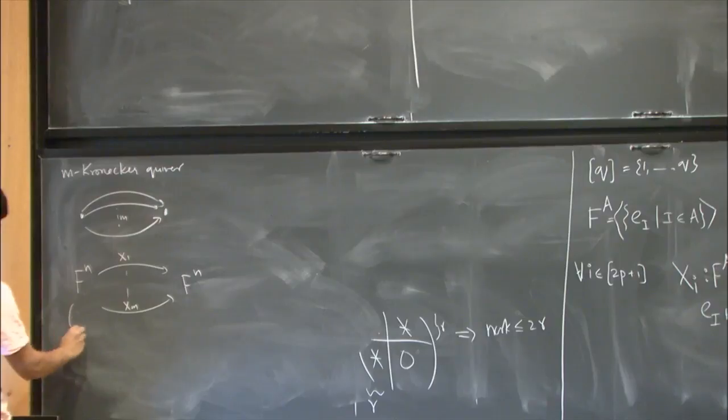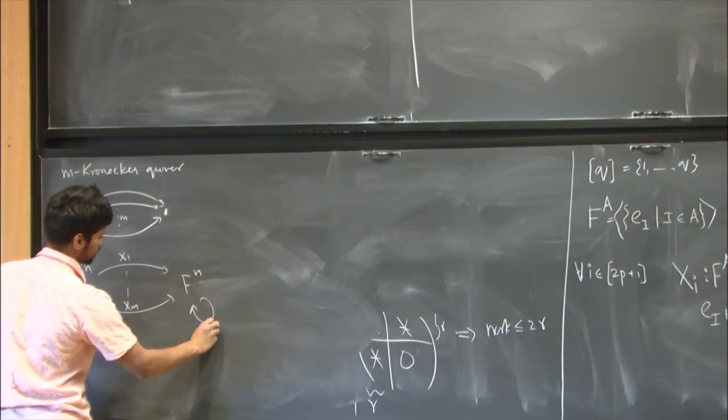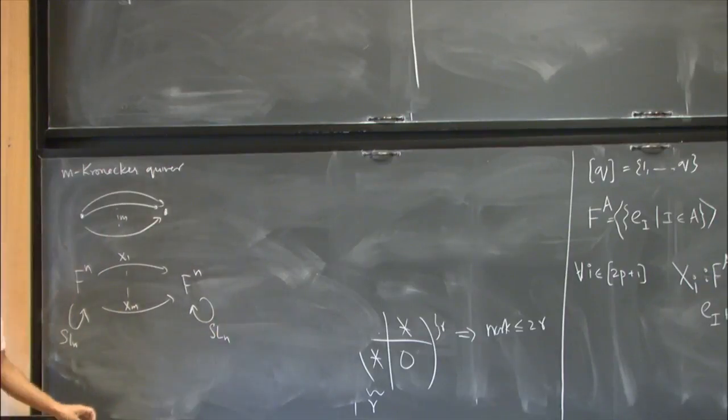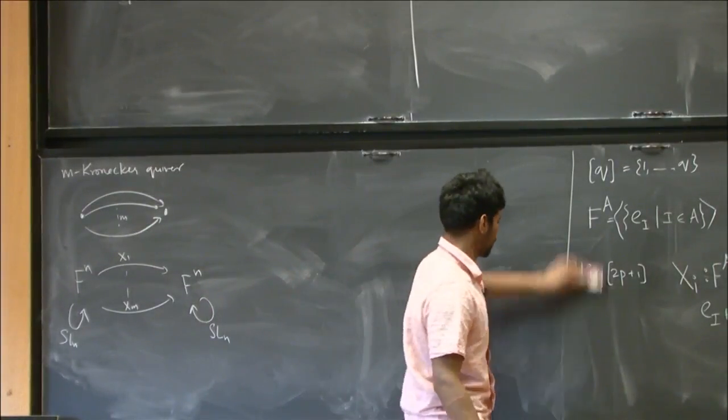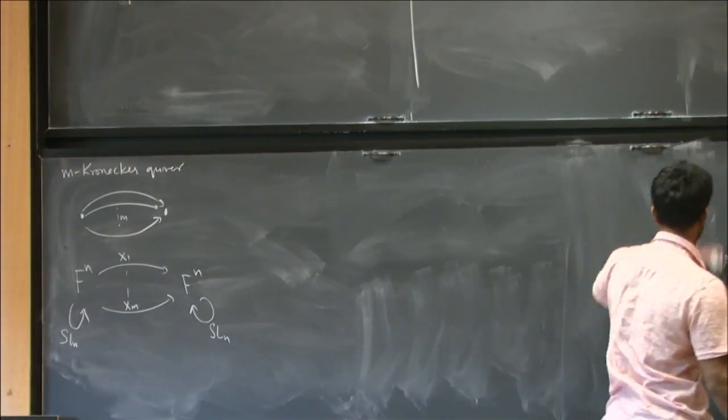And the action of SLN: one SLN acts here and another SLN acts here. Does that make sense? These are the basis changes that you talked about before. Yes, these are the basis of the xi, left and right.